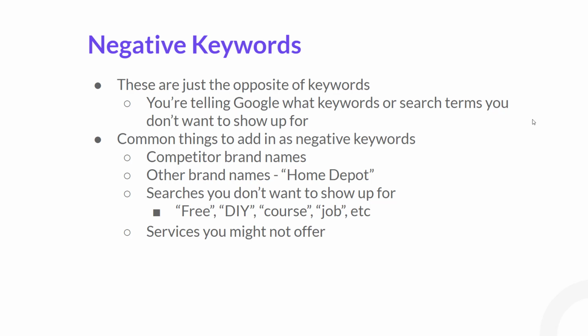And then if there are any services you might not offer that people might be looking for, one that I can think of off the top of my head is, let's say you're a paving company that does driveways and parking lots and all that kind of stuff. You want to make sure that you're not showing up for something like paving stones. Or if you are a roofing company, there are a lot of searches from people looking for just roofing shingles. You want to make sure that you negative out shingles as a keyword, because if you're showing up for those searches and somebody clicks on your ad, even if they're looking for roofing shingles, Google's still going to charge you. That's wasted money. You don't want that in your account.